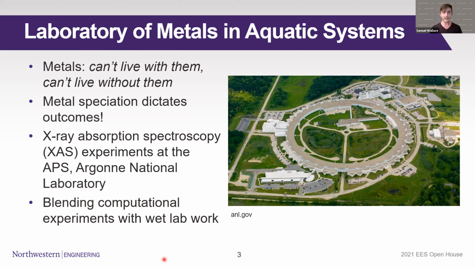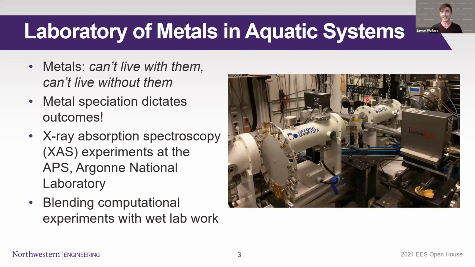So at the center of that for us is a technique known as X-ray absorption spectroscopy, which uses high intensity X-rays to directly probe the coordination environment of elements in a sample. For that, we usually go out to the Advanced Photon Source at Argonne National Lab. That's where we collect most of our data. That really is the centerpiece of our research.